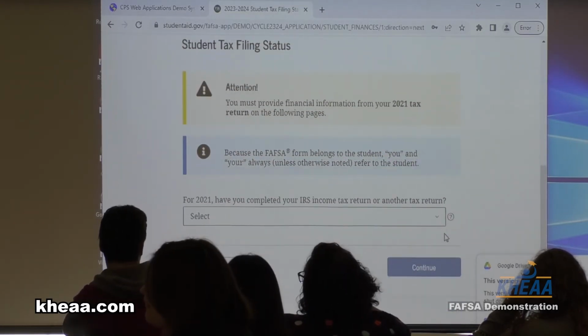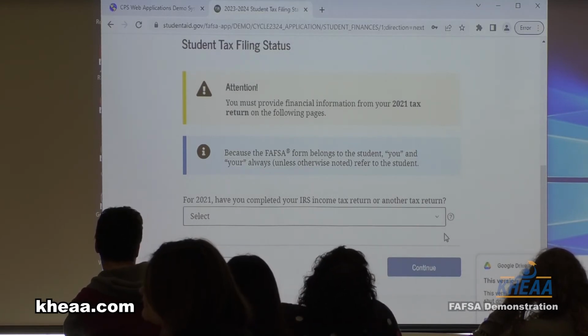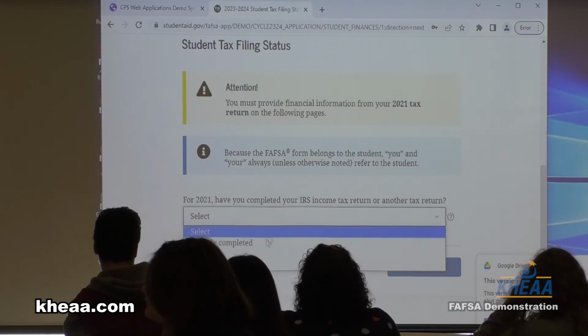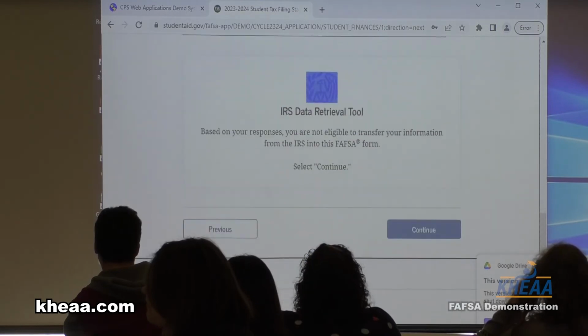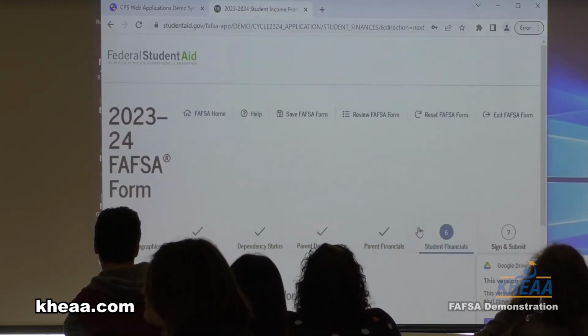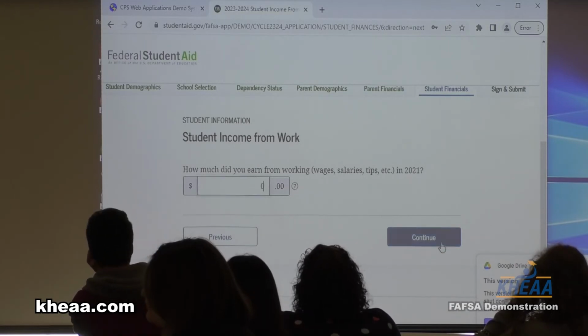So the next one will be asking about the student information. If you worked last year in 2021, you'll have to put your stuff on there. If you didn't file taxes, you didn't make enough to file taxes, just put no. So for instance, we'll put not going to file for this. Let's just say this person did not fill out their tax or did not work that year, okay? So this is for the student. It's going to ask for your parents' stuff, but then it's going to ask for the student as well. So how much did you earn from working? That would be $0 because this person did not work.